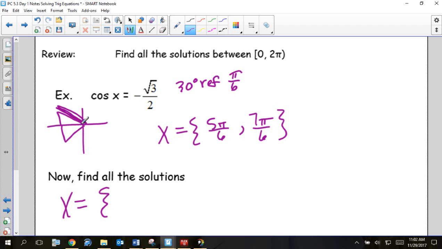No, at pi over 6 it wouldn't be negative. It would be coterminal with this spot. It would just have to go all the way around again, and then all the way around again, and again. It has to land in that spot every single time. Not for cosine. Cosine's positive in the fourth quadrant, right? Because the x's are positive in the fourth quadrant. Because then cosine will be positive. 11 pi over 6.